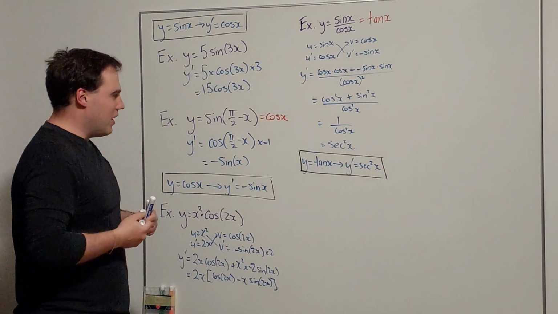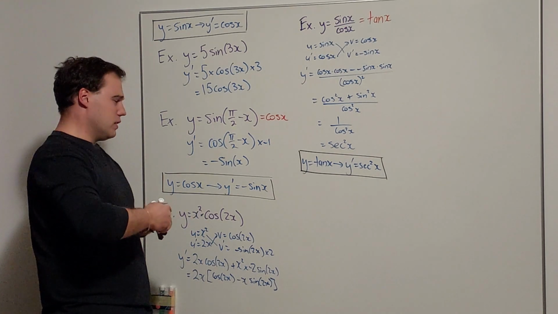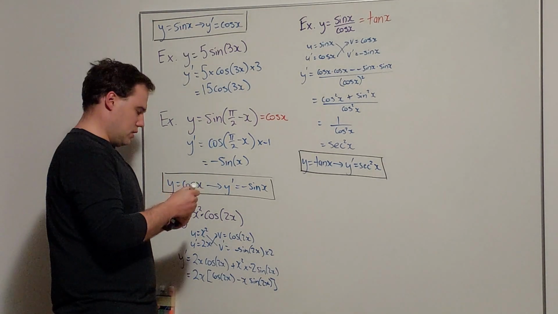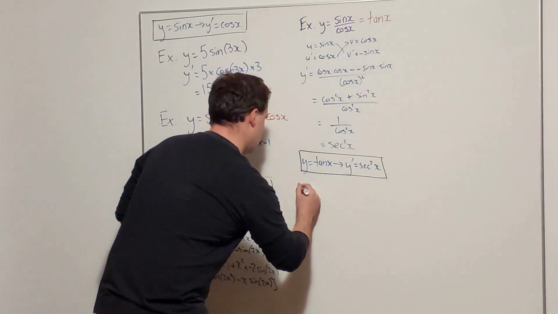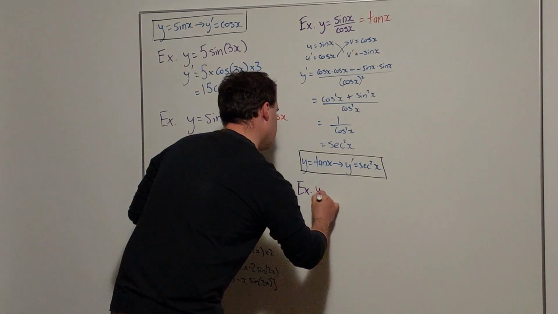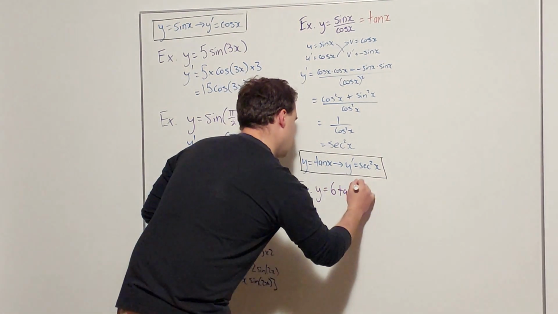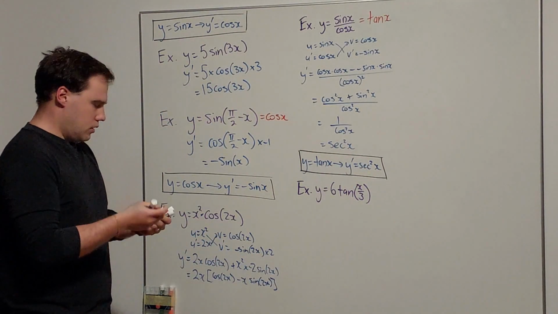Alright, so now we've got three different differentiation rules for our three main trig functions. Let's do an example using this one. Let's say we differentiate this.